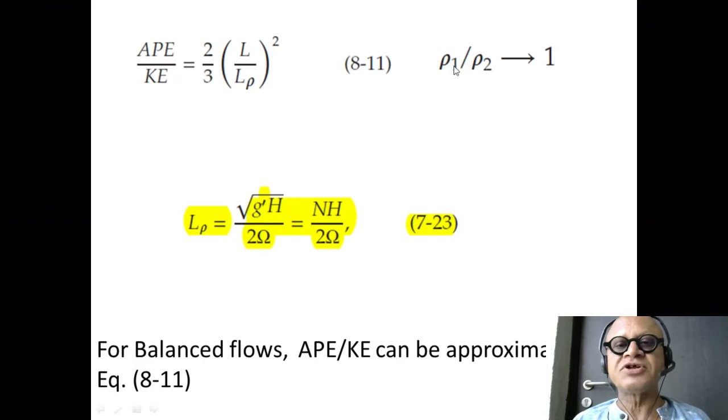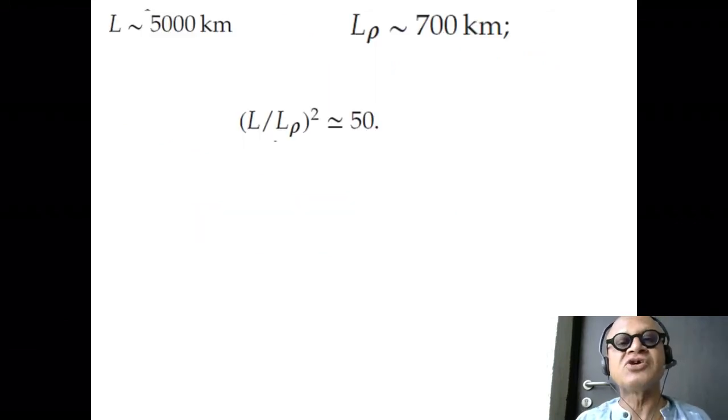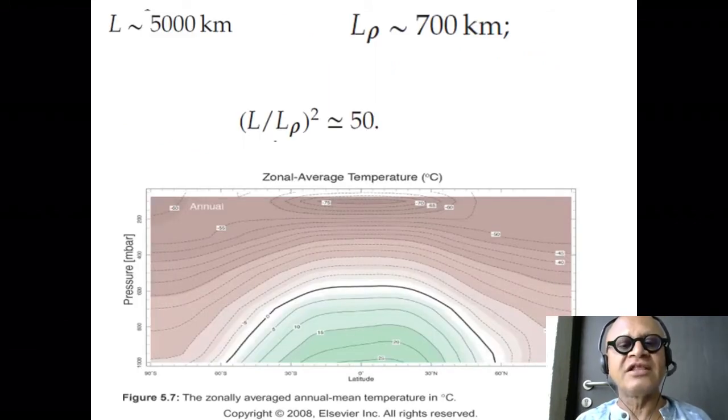Okay, so in this case we're assuming rho 1 and rho 2 are basically fairly close to each other, heading almost to 1. For balanced flows in this sense, the ratio of APE and KE can be approximated by this relation here, 2/3 of L over L rho squared. L is essentially the scale of our horizontal flow, and L rho is the Rossby radius of deformation. Okay, that's our equation that looks simple. We can take this and go into the atmosphere and the ocean and actually see what are the scales we are looking at.